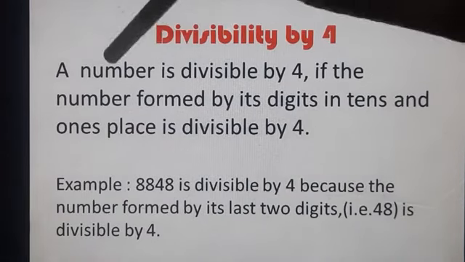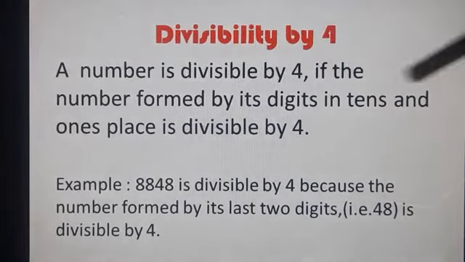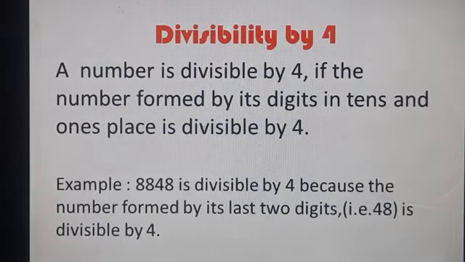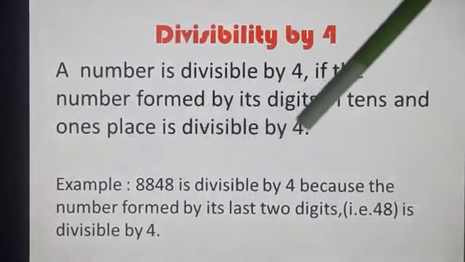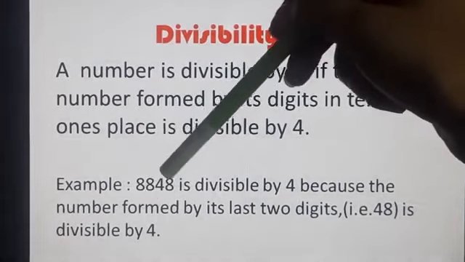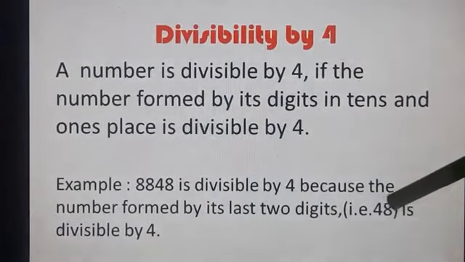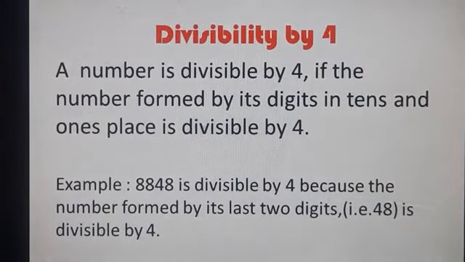Divisibility by 4. A number is divisible by 4 if the number formed by its digits in the tens and ones place is divisible by 4. If we want to check whether any number is divisible by 4, then we will check its ones and tens place. If the number formed by the ones and tens place is divisible by 4, the whole number will be divisible by 4. See this example. 8848 is divisible by 4. Why? Because the number formed by the ones and tens place is 48, which is divisible by 4. So 8848 is divisible by 4.